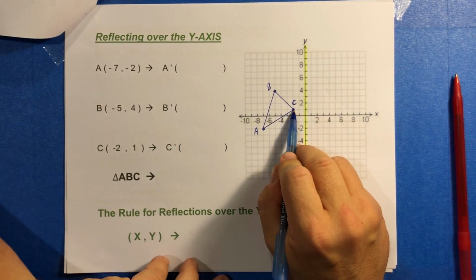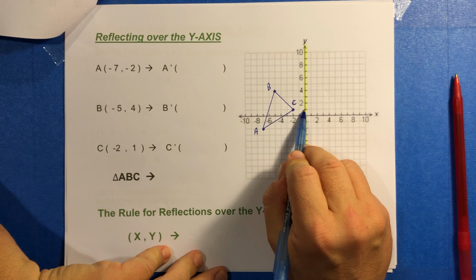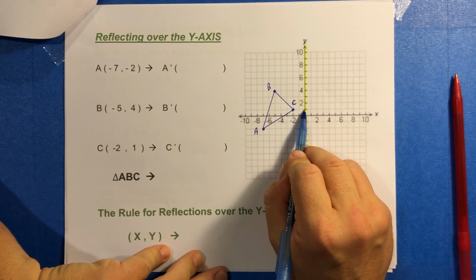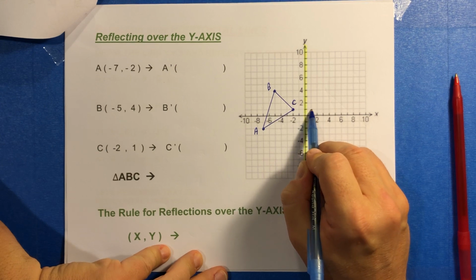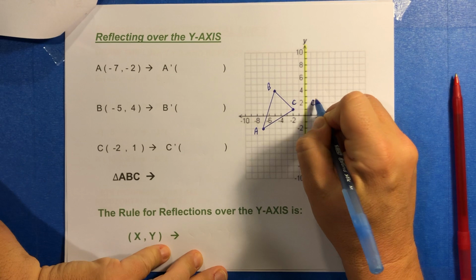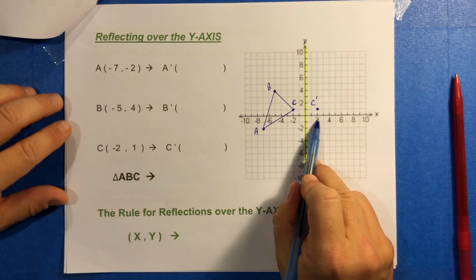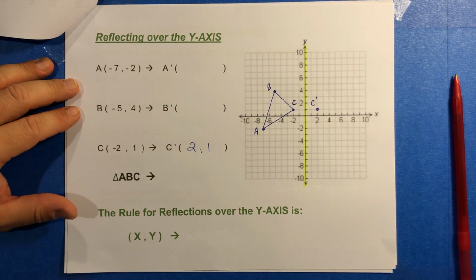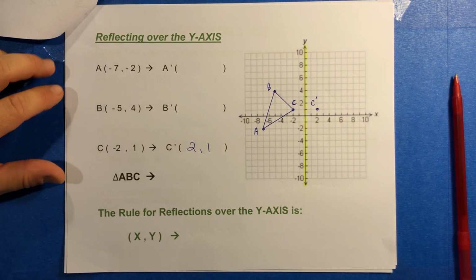Now again, ladies and gentlemen, we're always going to be equal distances away from the line of reflection. So if C is 2 away from the line of reflection, C prime will be 2 on the other side, right? So I'm going to put prime there. Now let me put those coordinates. That's 2, comma, 1. Let's see, as we go through here, if we recognize a pattern.